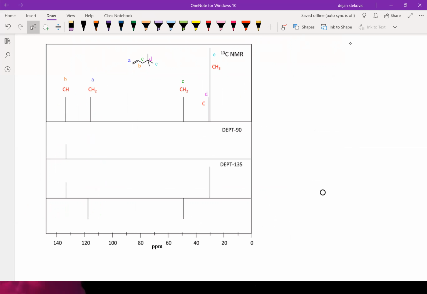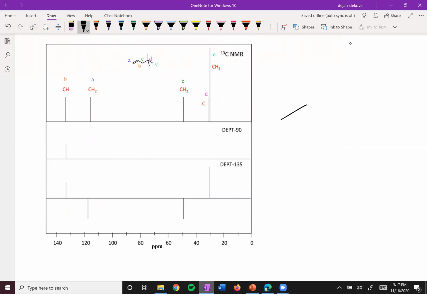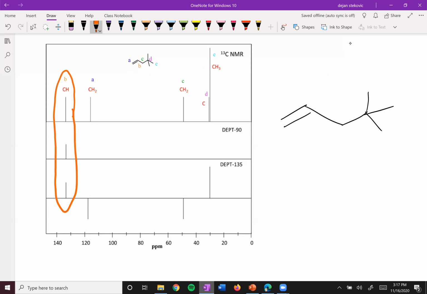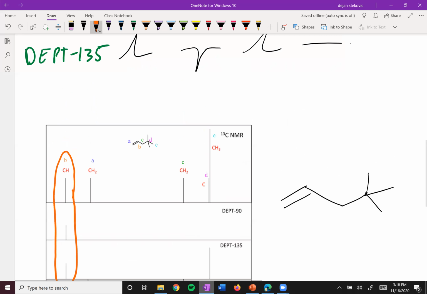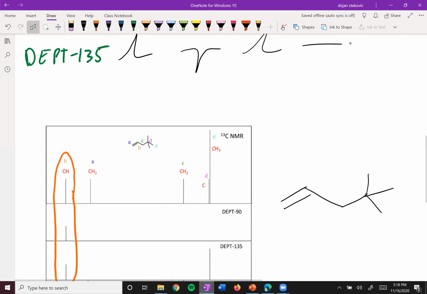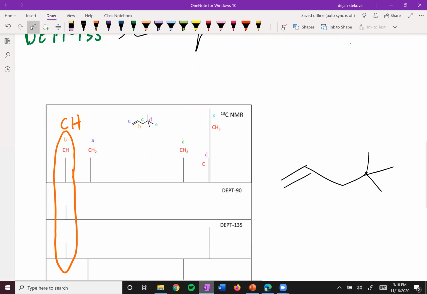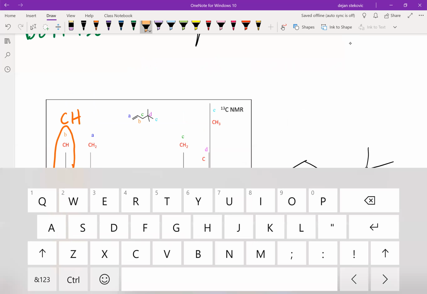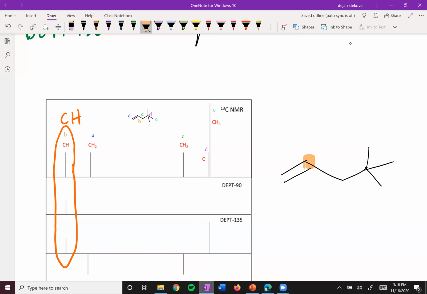So obviously these are already labeled for us, but we're going to pretend that these are not labeled. And so our compound looks something like this. And let's go through them one by one. Pay no attention to the fact that it tells you that it's a CH right there. So we see that it's pointing up at the regular broadband decoupled, pointing up at the DEPT 90 and up at the DEPT 135. If we take a look at the things that are only pointing up, that's got to be a CH, right? So in this case, this is a CH. And in this molecule, there's only one carbon that has one hydrogen on it. So it's got to be this carbon right here.